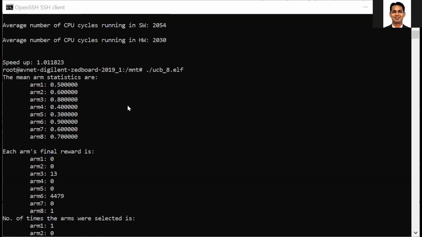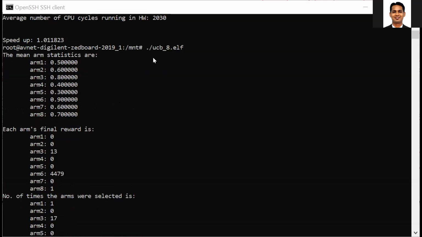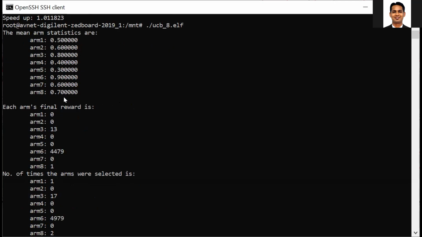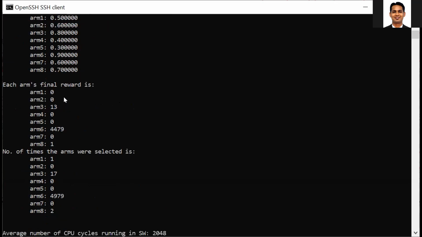You can see that I have run the UCB algorithm, and I have also printed my ARM statistics. You can see that ARM6 is the best one. In main.cpp, I am keeping track of the ARMs selected and the reward. My algorithm has selected ARM6 around 4979 times out of 5,000, which is the best arm, and I got a reward of 4479.